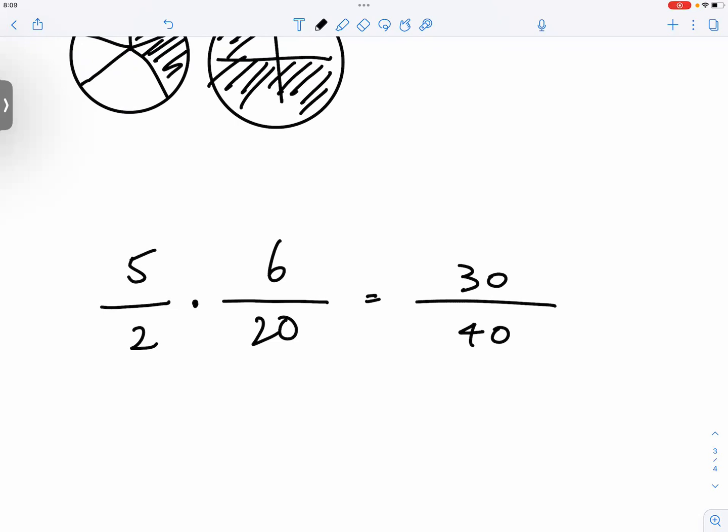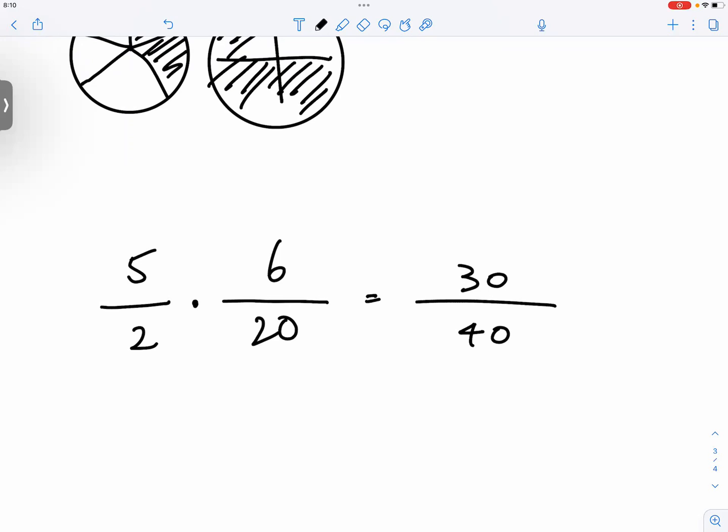Don't think about this as a trick question. I'm just presenting the answer to you, and you assess. What do you think? Is it right or is it wrong? It's right. Okay. When you have fractions, you just multiply across. You don't need a common denominator.